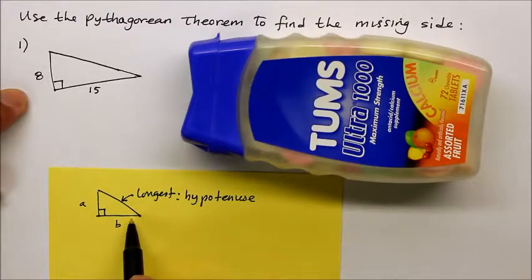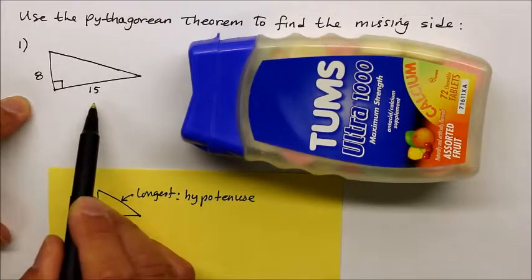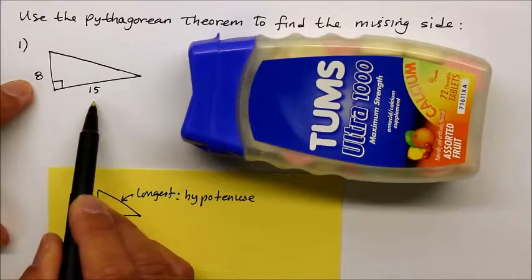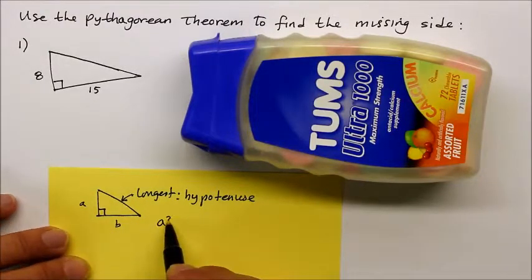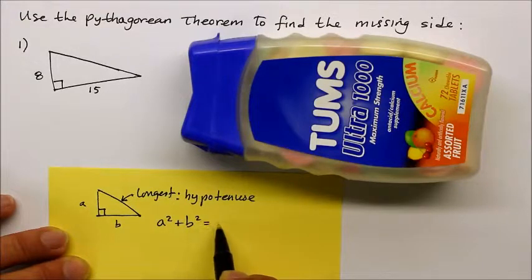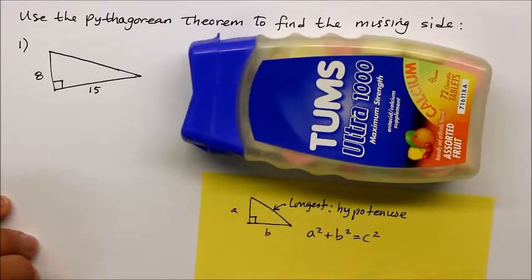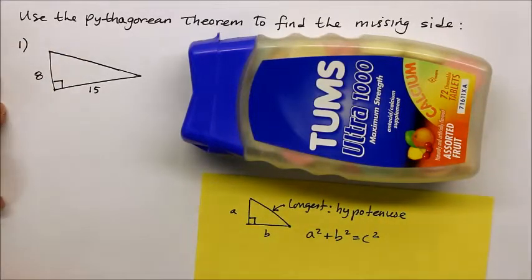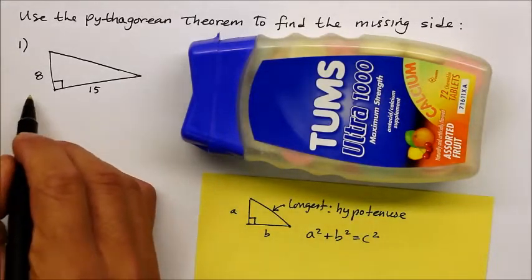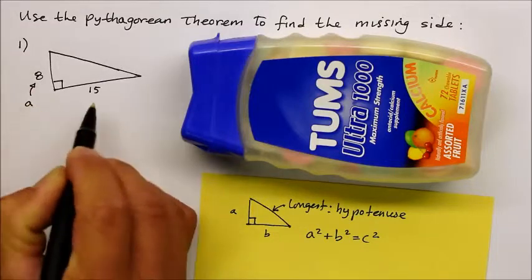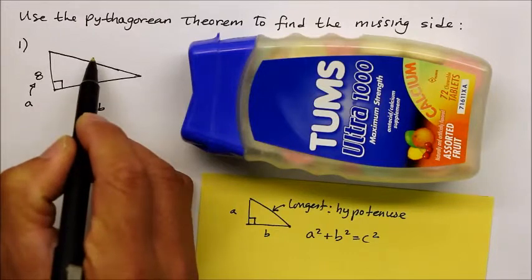So number one, we are looking for the hypotenuse measurement. The legs A and B are given as 8 and 15. The Pythagorean Theorem is defined as a squared plus b squared equals c squared. Let me demonstrate how to solve for the missing side for number one, and then you could try the following examples. Once again, this is the leg A and this is the B. So we're looking for the hypotenuse.